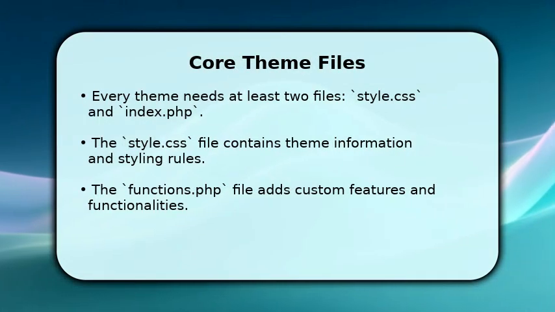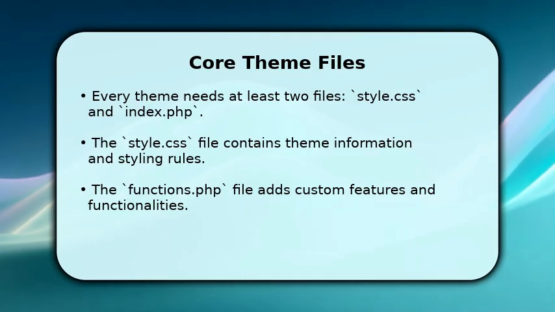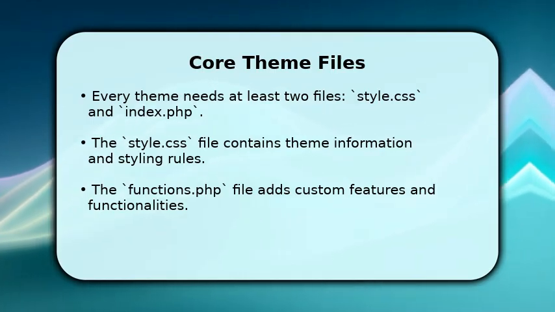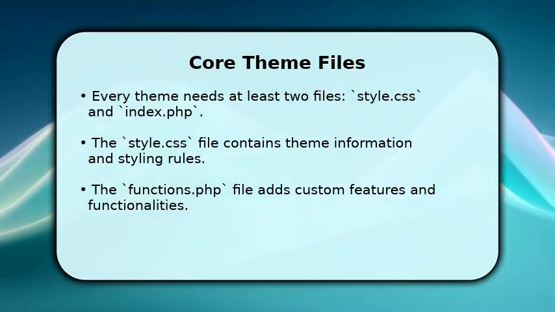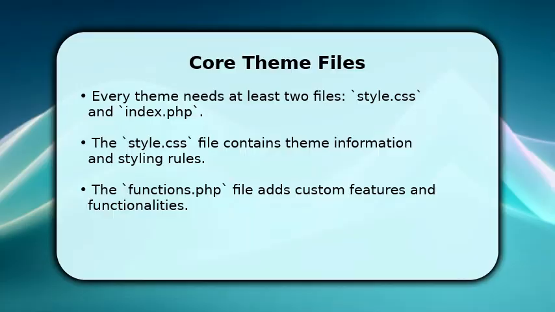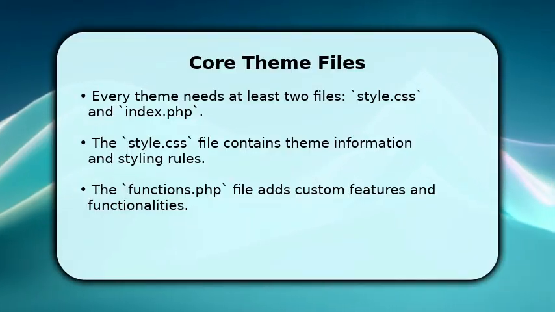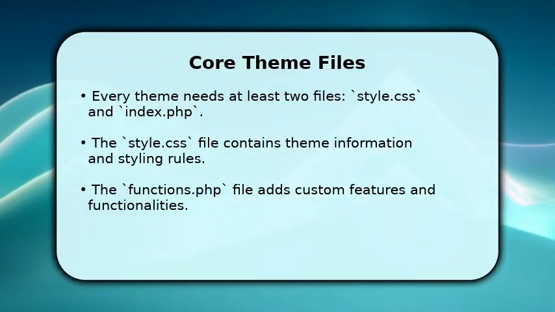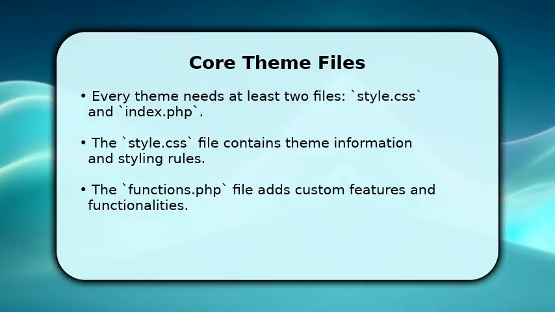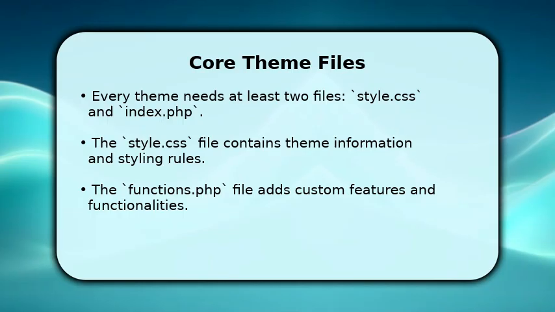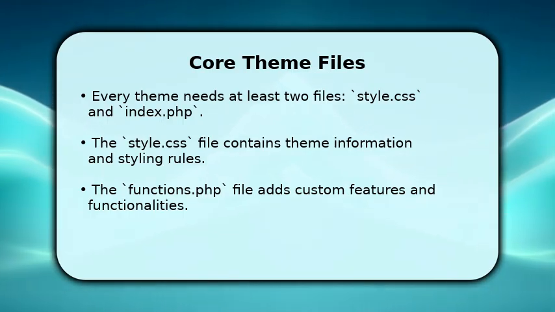At the heart of every WordPress theme are a few critical files. You absolutely need style.css for your theme's metadata and visual styling, and index.php to display content. The functions.php file is where you'll add custom features, register navigation menus, and enqueue scripts and styles. These three files form the backbone, allowing your theme to be recognized and function correctly within WordPress.